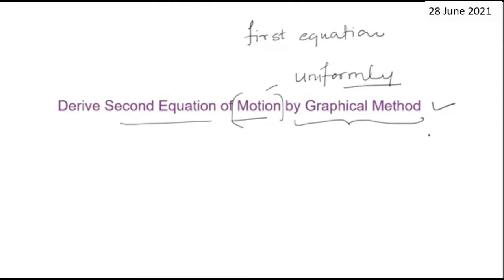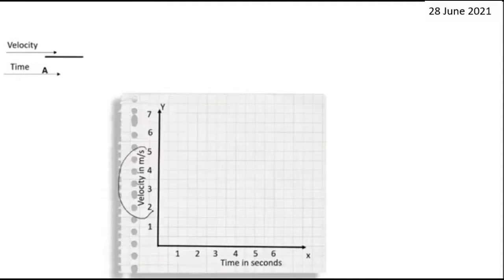We shall take a situation here. As usual, we shall write velocity on the top and time at the bottom, and simultaneously we shall also draw the graph of velocity against time. Please remember, y-axis is for velocity and x-axis is for time in seconds. Both are positive, right? And let us assume that a body moves with some velocity, and on the first second its velocity is 2 meter per second, right? Its velocity is 2 meter per second.